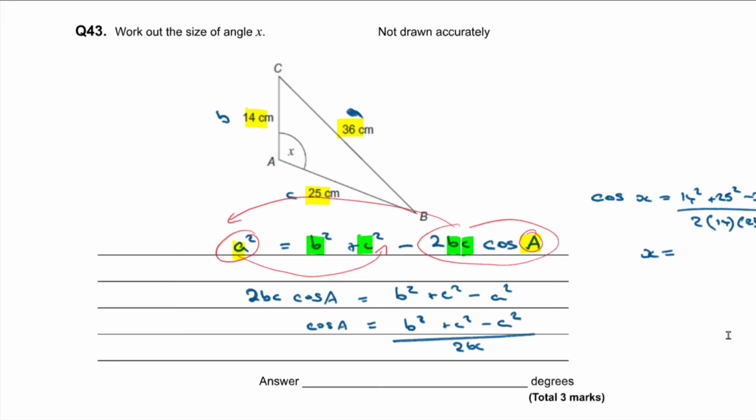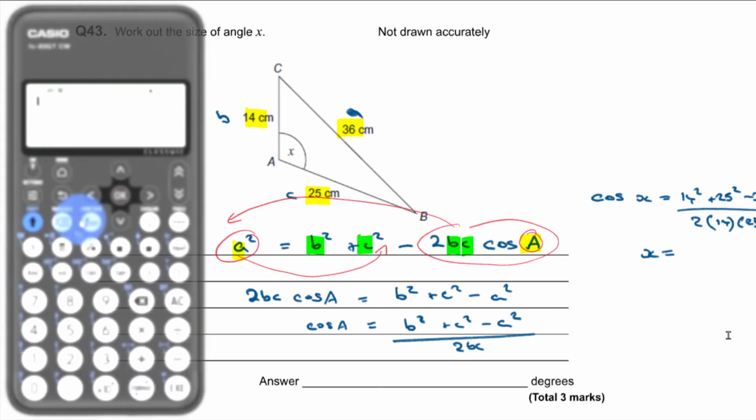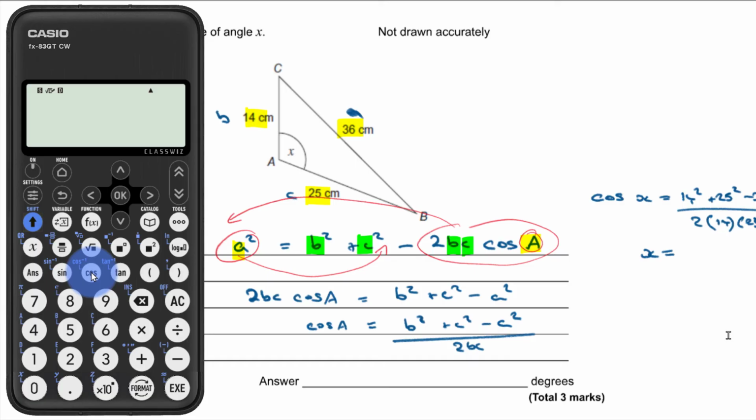And I'm going to do 14 squared plus 25 squared minus 36 squared on the top. I don't know 14, 25 and 36 squared off the top of my head, so that's why I'm not bothering to do what I did earlier and simplify it. So 2 times 14 times 25 on the bottom. Just going to come out of that and close the bracket. Probably doesn't make any difference, but hey ho. Right, now press the go button. That comes out to be an angle of 132.7.